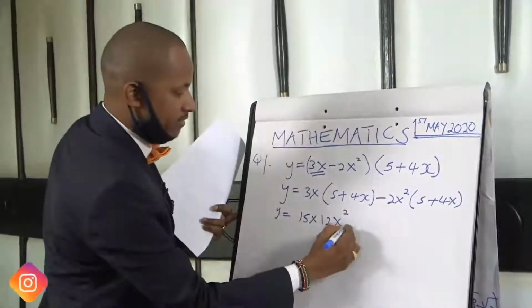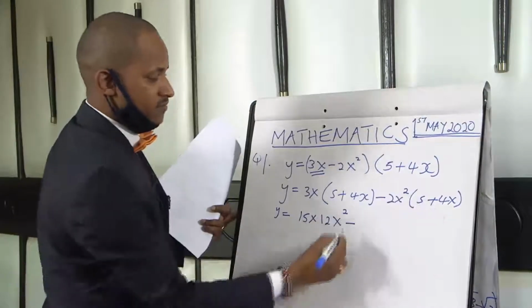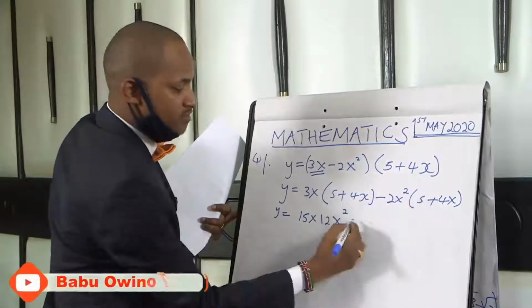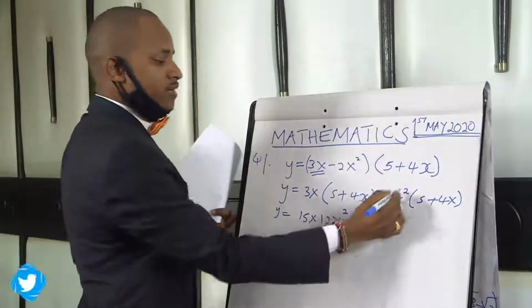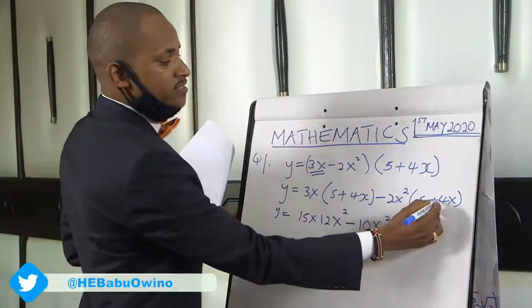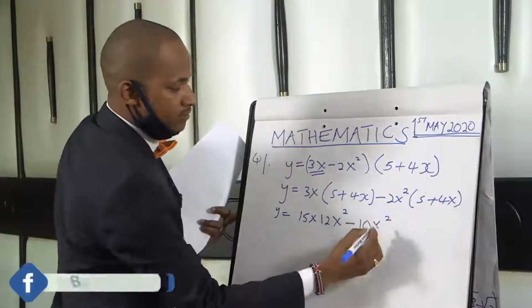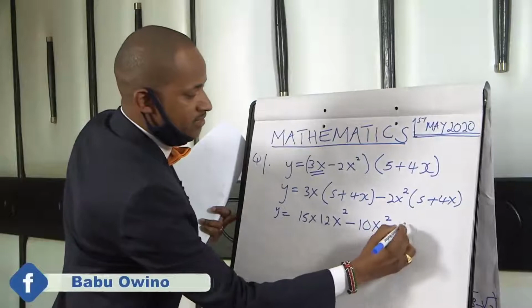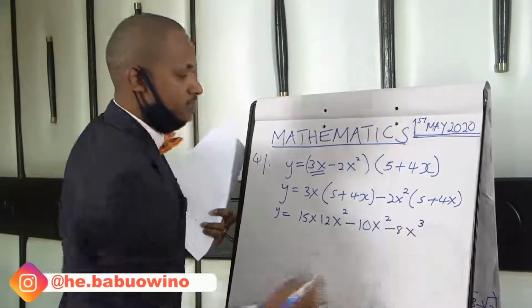That's 12x squared minus 2x squared times 5. Minus 2x squared times 5 is minus 10x squared. Then minus 2x squared times plus 4x, we get 2 times 4 is 8. That is minus 8. Then x squared times x is x cubed.